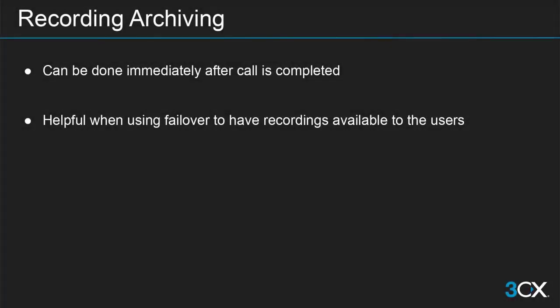Another improvement that we have made is to the recording archiving. The archiving of recordings has always been available in 3CX. In version 18, we had the capability of doing an archive on a daily, weekly, or monthly basis. In version 20, we have added the capability of doing the archiving immediately as soon as the call is completed. This is very helpful if you are using a failover scenario where you are utilizing your archive location as the storage, so your secondary server, as and when it needs to take over, gives access to the recordings.